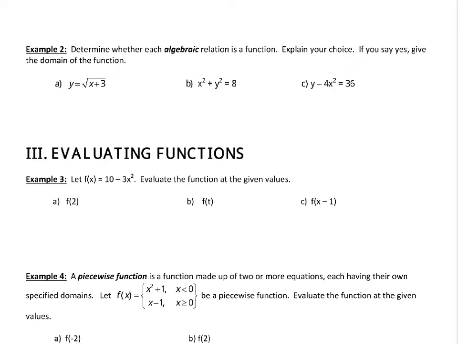Example 2 gives us some algebraic relationships and asks us to determine whether they are functions. Of course, we will have to explain our answers, and if we say yes, we must give the domain. So I'll try example 2C, and I ask that you do A and B on your own and check them tomorrow. The easiest way, in my opinion, to determine whether equations are functions is to graph them, because generally graphing and using the vertical line test is the easiest way to determine a function.